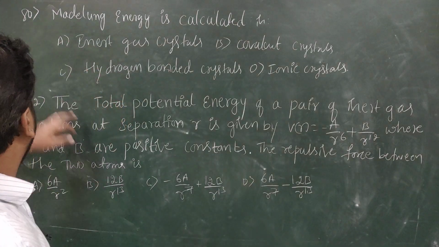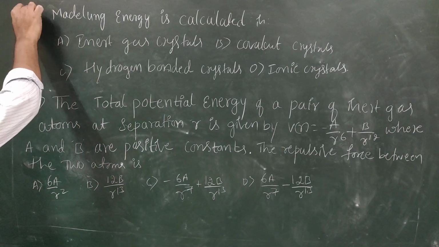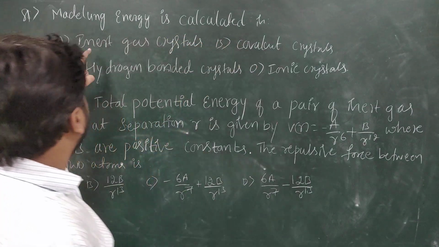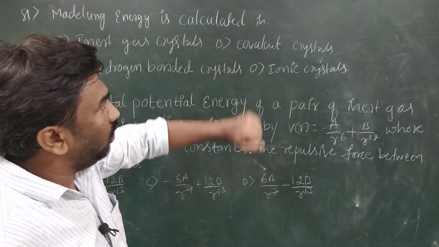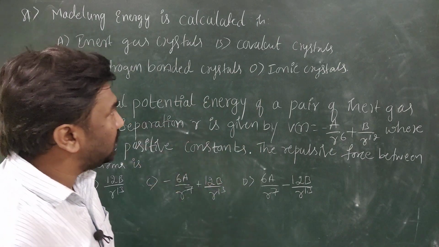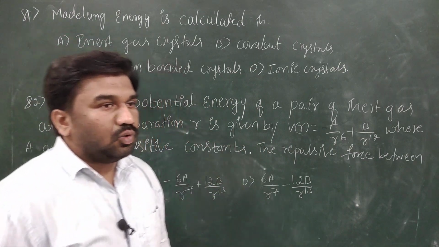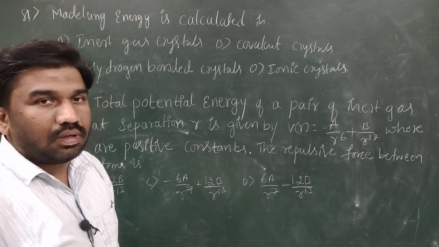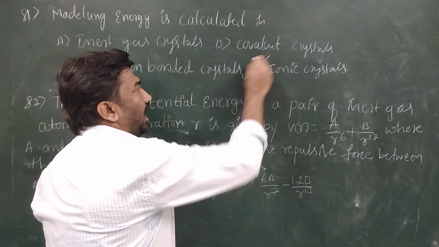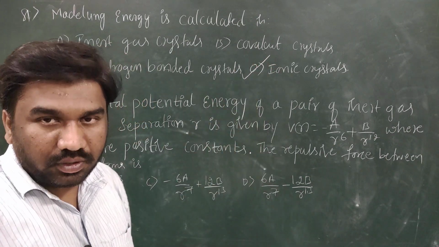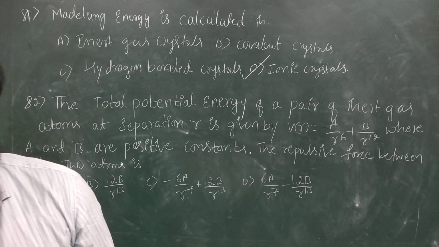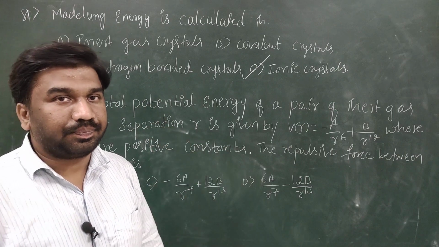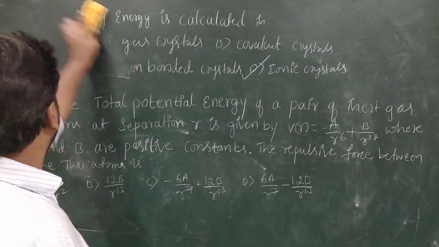So this is question number 81. Madelung energy is calculated in inert gas crystal, covalent crystal, hydrogen bonded crystals, or ionic crystals. Madelung energy always helps to calculate for ionic crystal. So if we get any question related to Madelung constant, we can easily choose ionic crystal. Next question, 82.